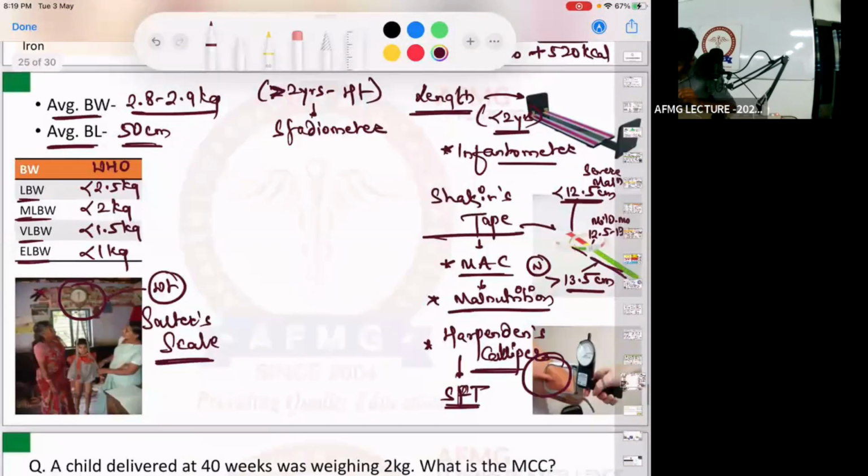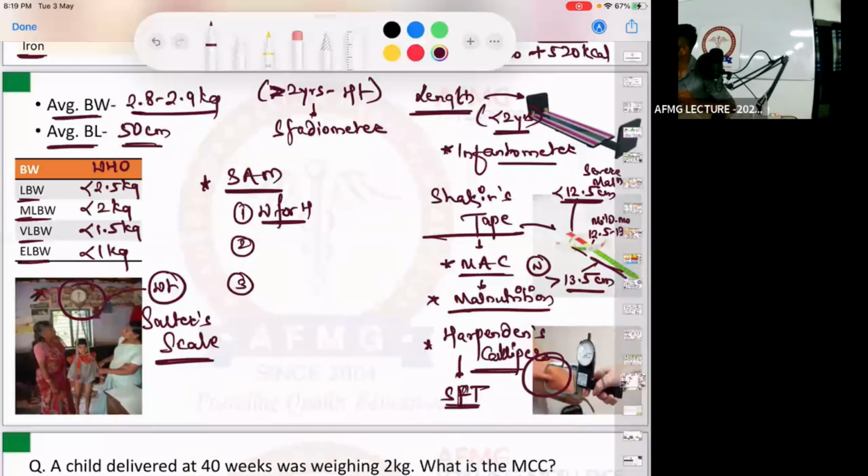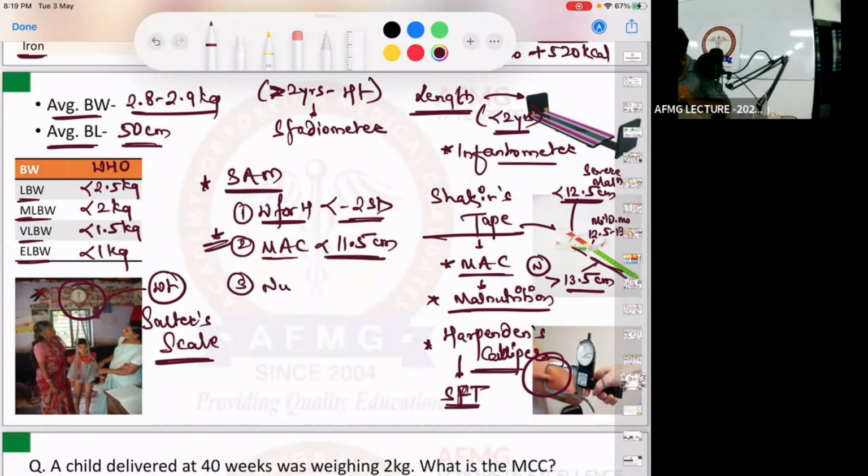Then when do we call it severe acute malnutrition, guys? This question must arise. So that is the WHO definition of severe acute malnutrition. Three important things are there. First, weight for height less than minus 2 standard deviation. Mid-arm circumference less than 11.5 centimeter. And there would be presence of nutritional edema.